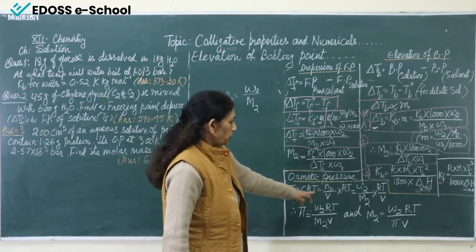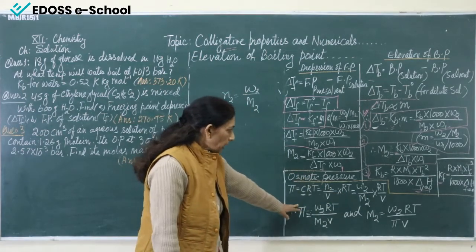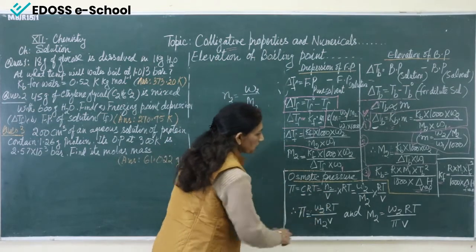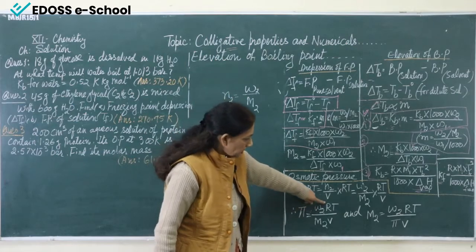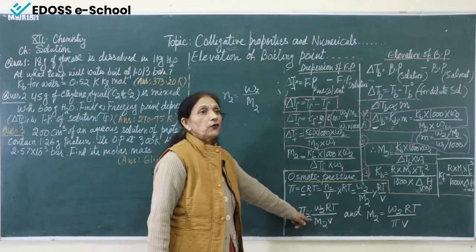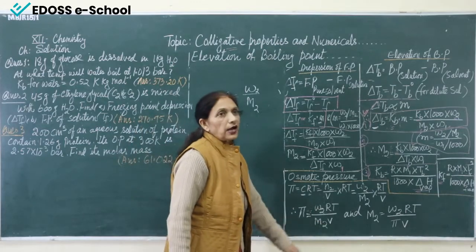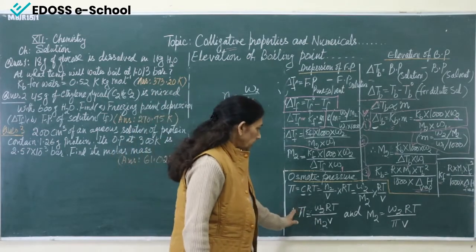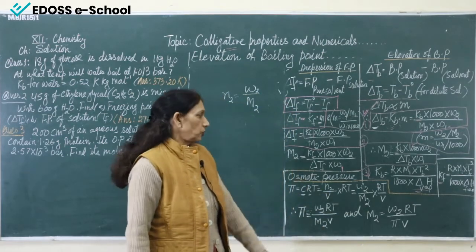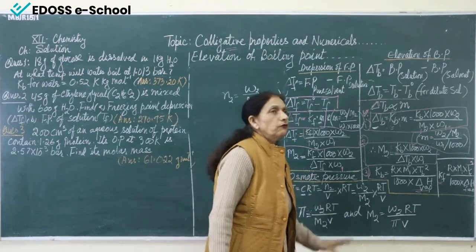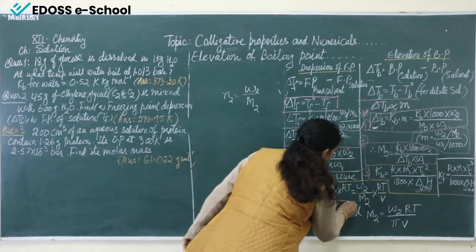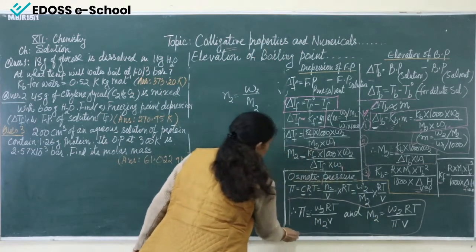So pi is equal to W2 RT upon M2 V. W2 is the mass of solute, R is gas constant, T is temperature, M2 is molar mass of solute, and V is the volume. With the help of this formula we can find the molar mass M2 of the solute. So M2 will come here. So these are the two formulas for osmotic pressure.